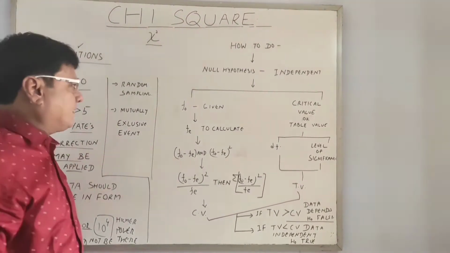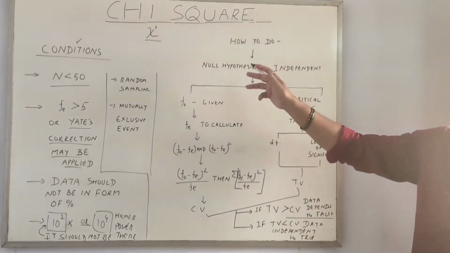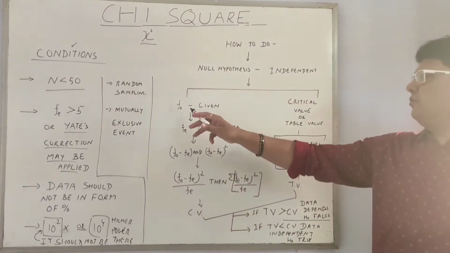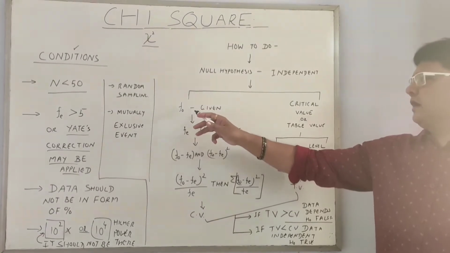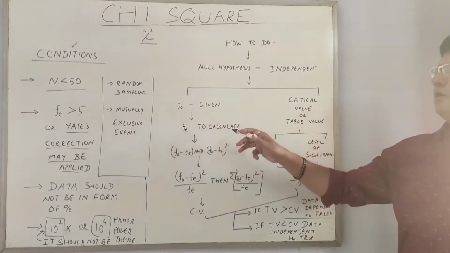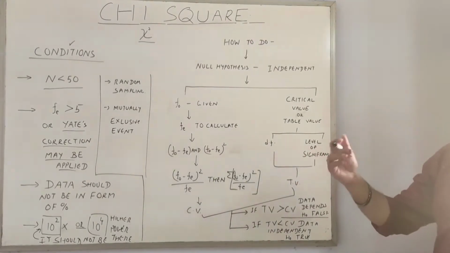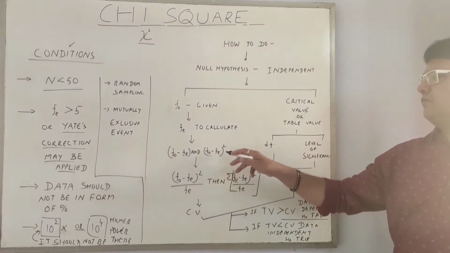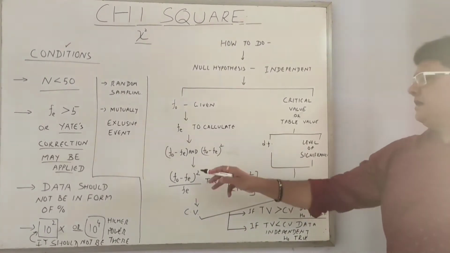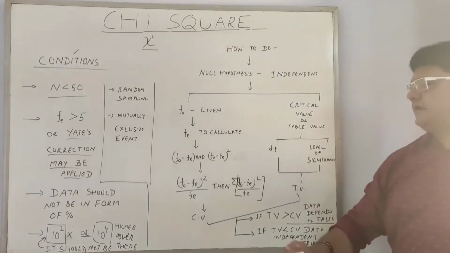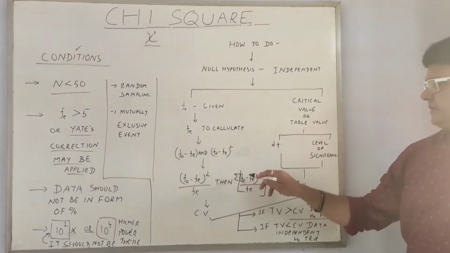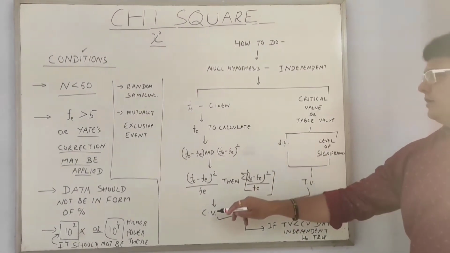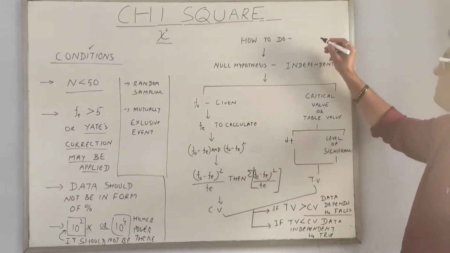Now the question is how to do that. The first step is you have to take the null hypothesis that the data is independent. After that, FO will be given to you in the question. FE we have to calculate in a certain way that I will tell you through examples. Then FO minus FE, and then its square, FO minus FE whole square. After that, FO minus FE whole square divided by FE, and the total of that, sigma (FO minus FE) whole square by FE, will be our calculated value of chi-square.